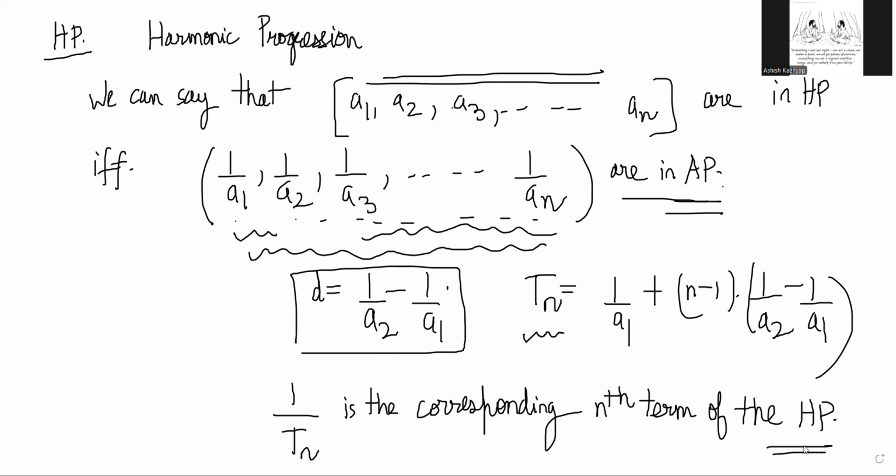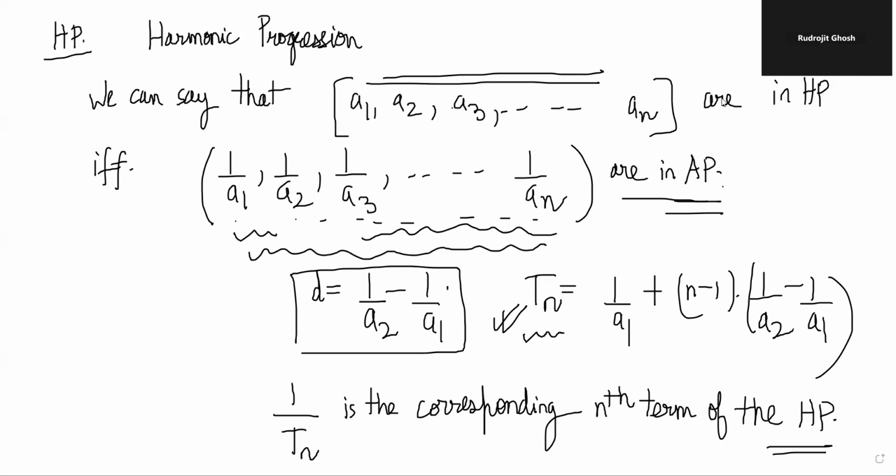So there is no direct formula to find the nth term of an HP, but you should not try to remember it either. Always convert it to an AP and find the nth term of the AP from there. When you have found it, take the reciprocal of that. That will be the nth term of the HP.